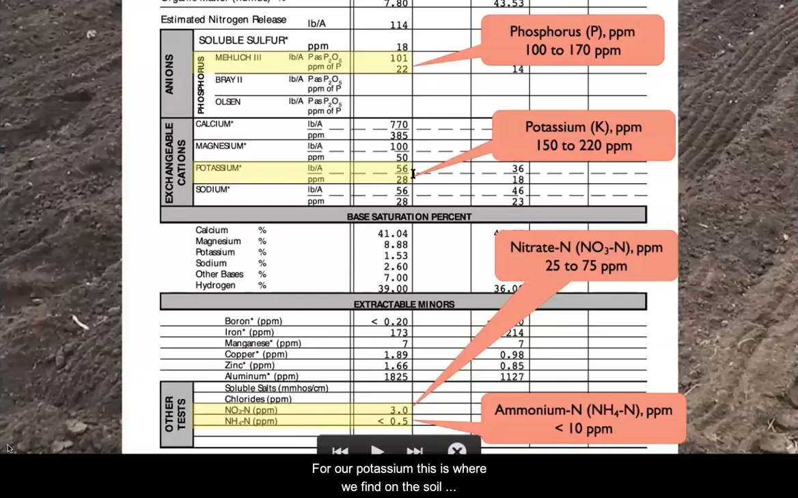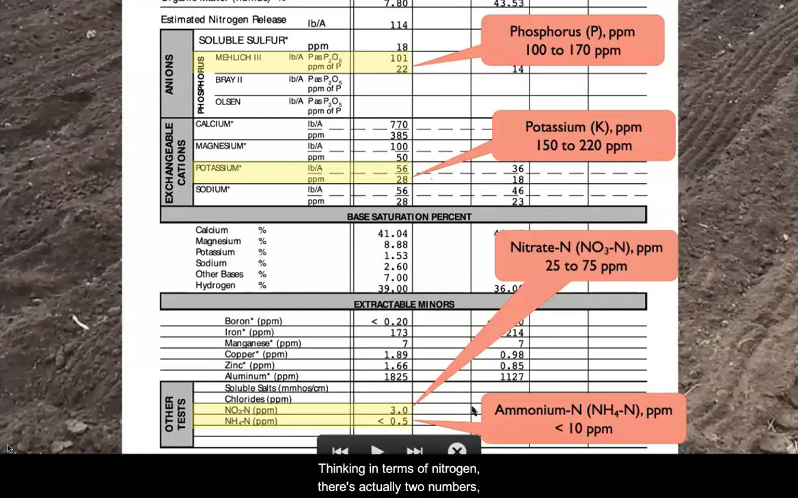For our potassium, this is where we find it on the soil report. Right here it's listed as 28 parts per million. The ideal range is actually 150 to 220 parts per million. Anywhere in that range will give you a fair amount of productivity. So that's the number we're looking for there.